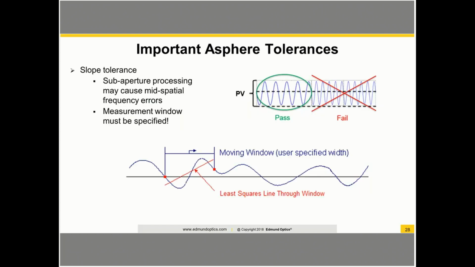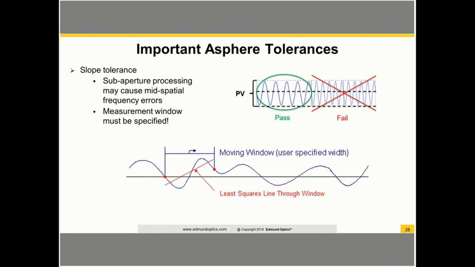Another tolerance that is usually used for Aspheres, but not necessarily other components, is a slope error. So due to the sub-aperture grinding and polishing, the characteristic errors in Aspheres often look different from what you would see on conventionally manufactured lenses. These are often referred to as mid-spatial frequencies because they fall in the frequency range between roughness on one end and low frequency form error on the other end.